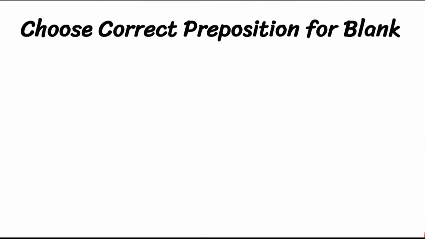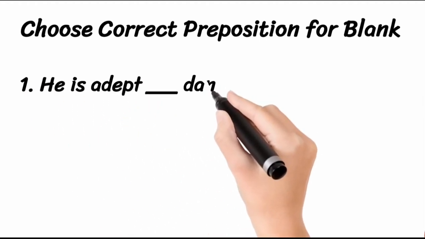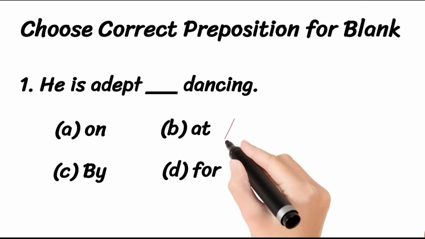Now in this section we have to choose the correct preposition for the blank. Every question will have a blank for which you have to find the suitable preposition to fill it with. So for this section, first question is, he is adept dash dancing. Option A on, option B at, option C by, option D for. So the preposition that is suitable and most probably used with the word adept is at.